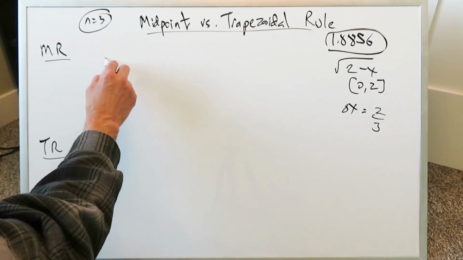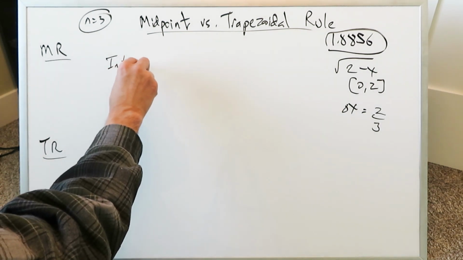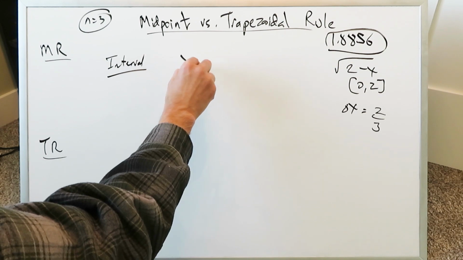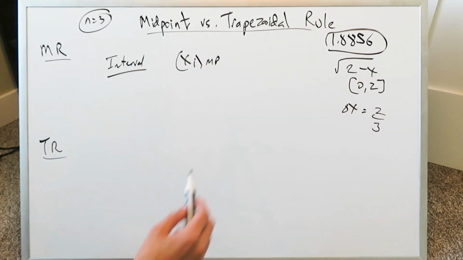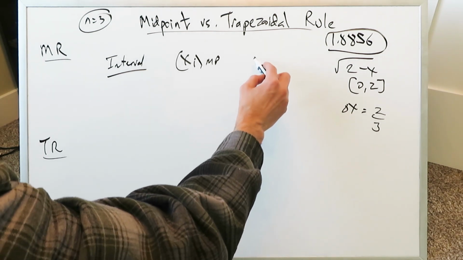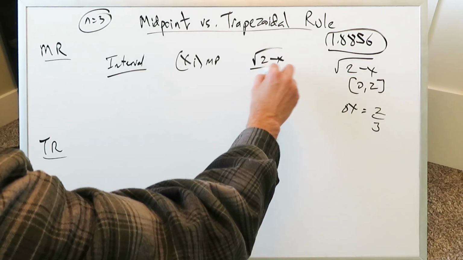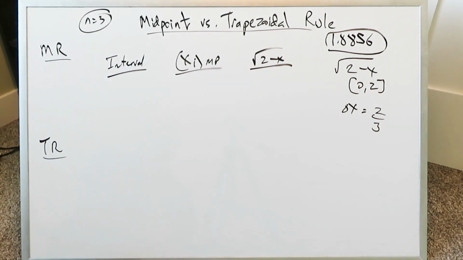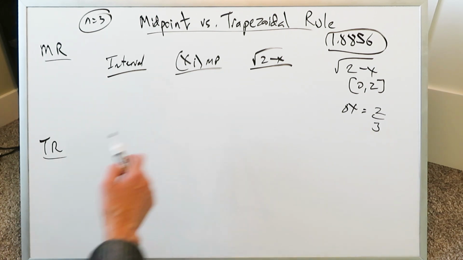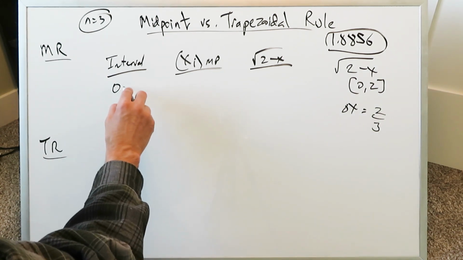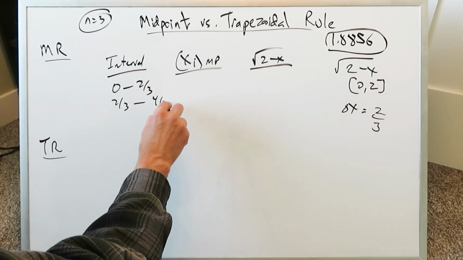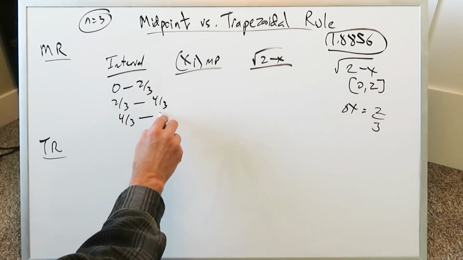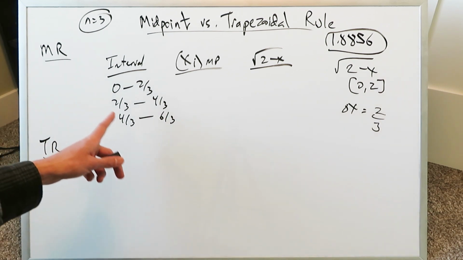Now for the midpoint rule, let's do our intervals over here. We can do our sample points using the midpoints, and then we'll do the function here, f of xi, but here we'll do just 2 minus x, because that is our function. Our intervals are not hard. We're going by 2 over 3s. We can do here from 0 to 2 over 3, and then 2 over 3 to 4 over 3, and then 4 over 3 to 6 over 3, and everything falls into place.